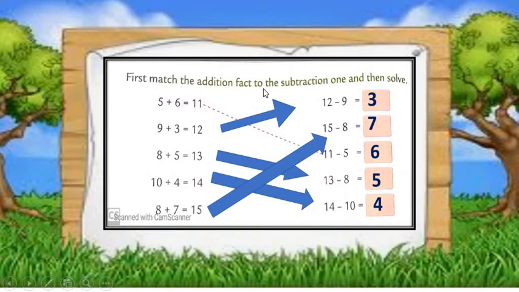First, match the addition fact to the subtraction one and then solve. 5 plus 6 is equal to 11, will match with 11 minus 5 is equal to 6. 9 plus 3 is equal to 12, will match with 12 minus 9 is equal to 3. 8 plus 5 is equal to 13, will match with 13 minus 8 is equal to 5.